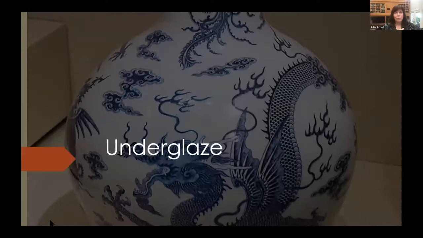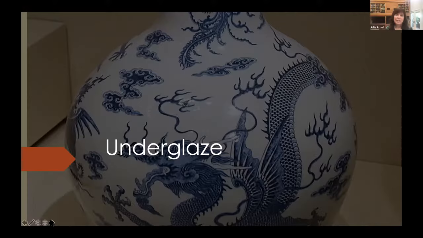So we have discussed monochromatic glazes, and now we're going to talk about underglazing. And I know that most of us, those of us who think about Chinese porcelain, we may think about blue and white porcelain as we see here. And this is what we are going to be discussing quickly next.